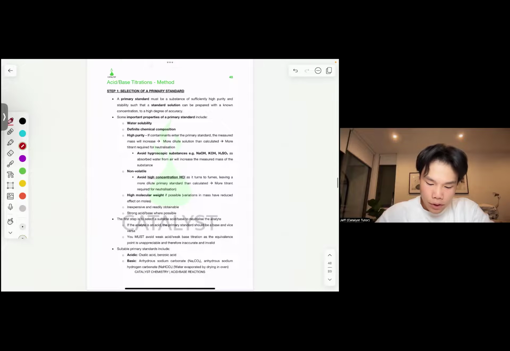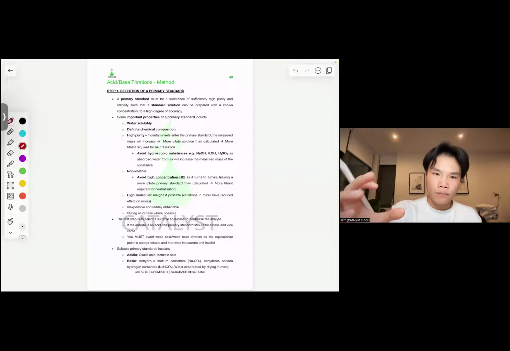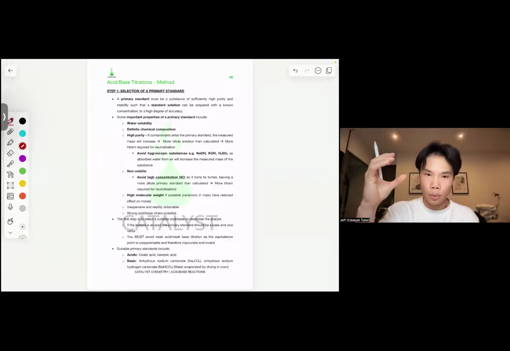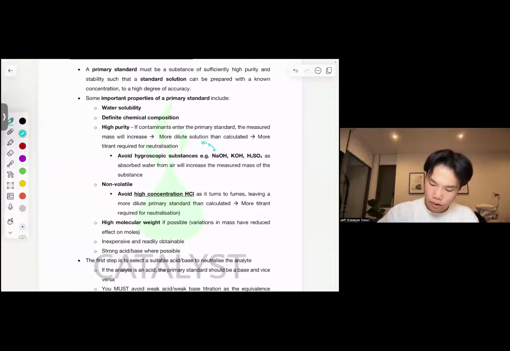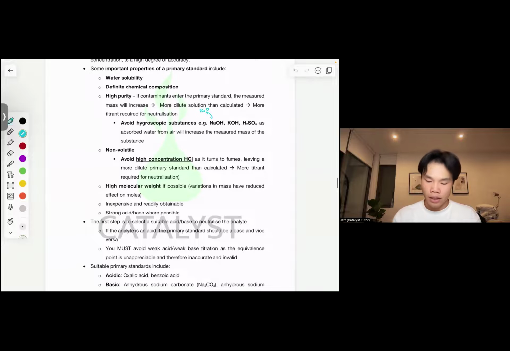Titration method. You need to be able to talk about selection of primary standard. A primary standard has to be something that is soluble, of definite composition, pure, non-volatile, and has high molecular weight. The reasons for these are all rather self-explanatory, but the most important of which is high purity. You have to avoid what we call hygroscopic substances that draw in water. So NaOH, KOH, and H2SO4 should be avoided as primary standards. And substances that are volatile, like high concentration HCl, can also lose mass after you weigh them. So be very wary of using these substances in particular.